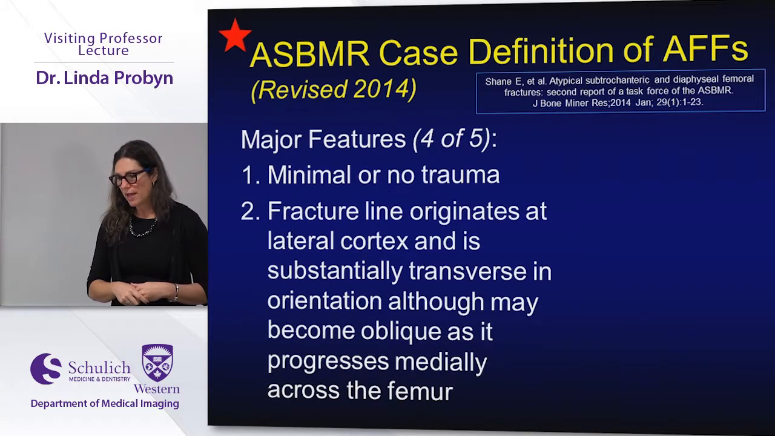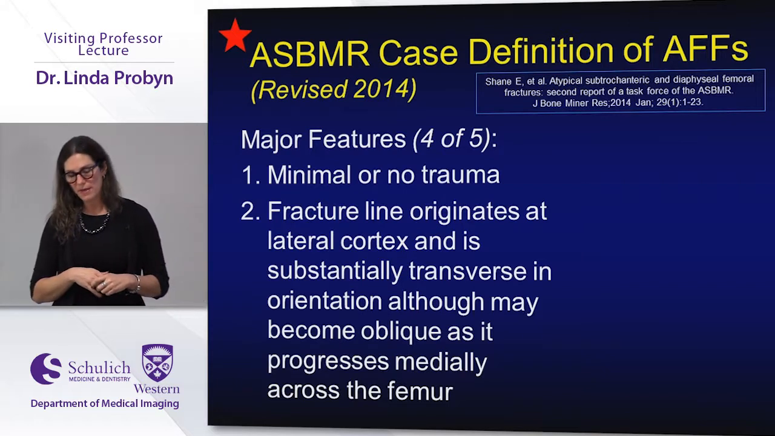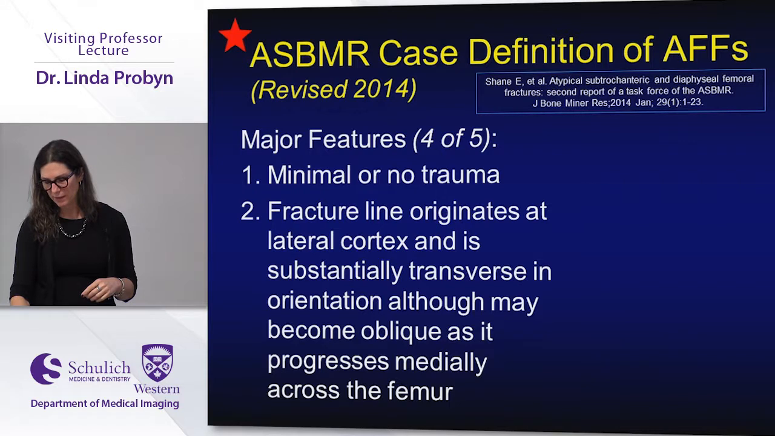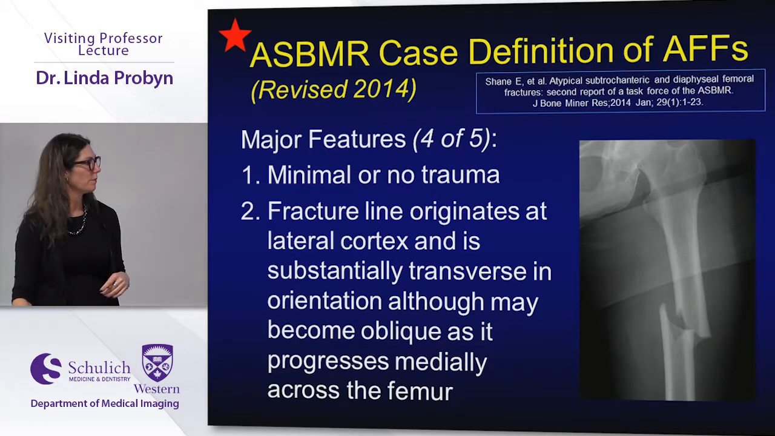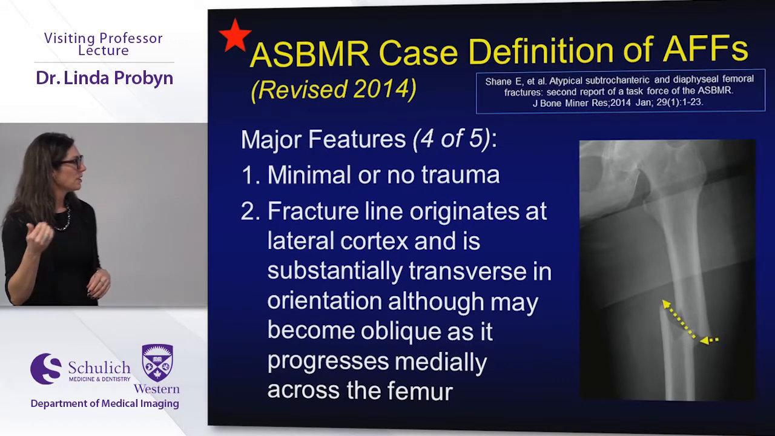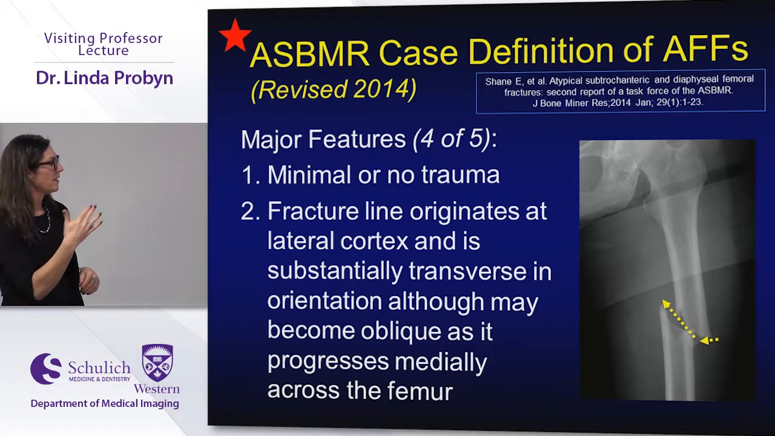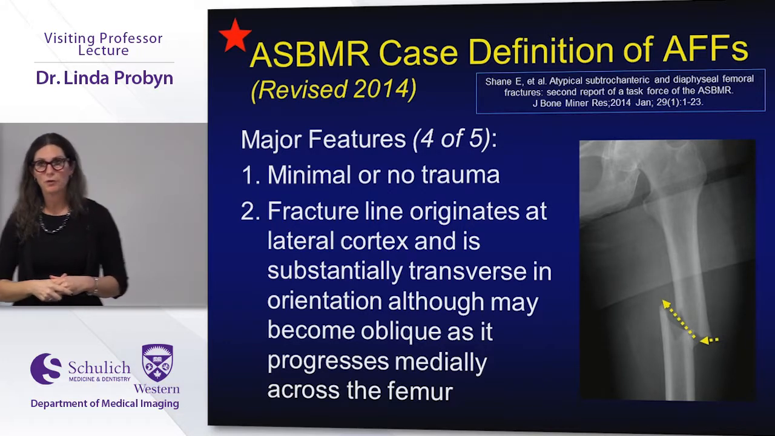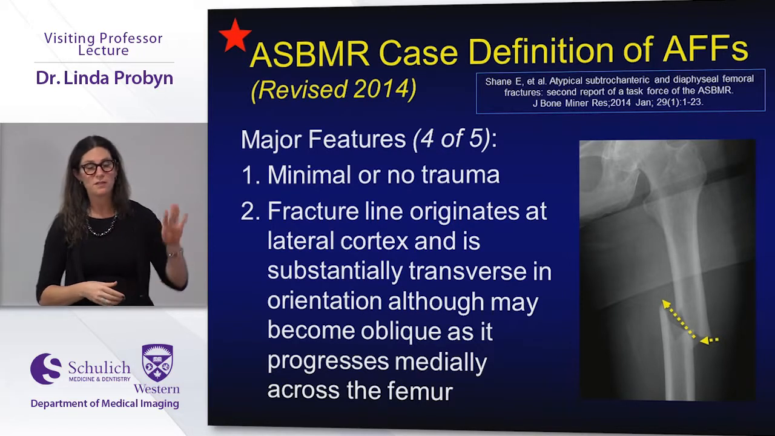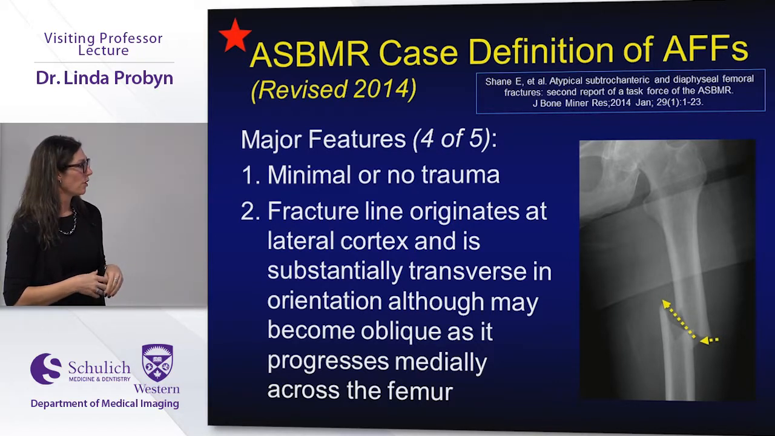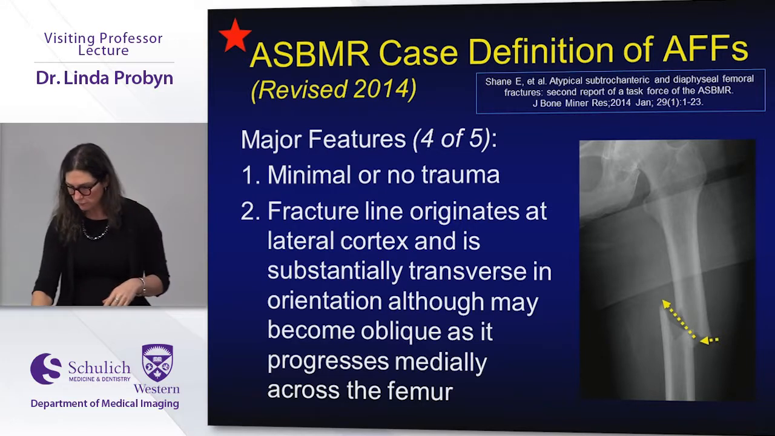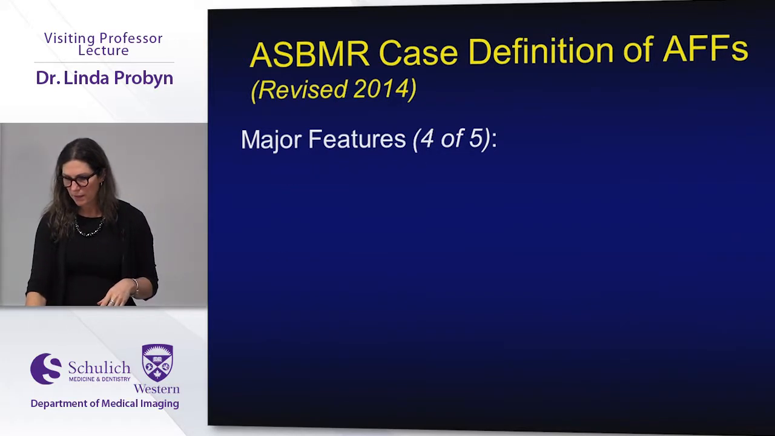The fracture line has to originate at the lateral cortex, and it is substantially transverse in orientation, although may become oblique as it progresses medially across the femur. I'm just going to show you a picture of that here. So it starts at the lateral cortex, and it's transverse through the lateral cortex, and then it becomes oblique as it progresses through to the other side. This is, of course, a complete fracture. They're not all complete, as I'm going to show you examples in a minute.